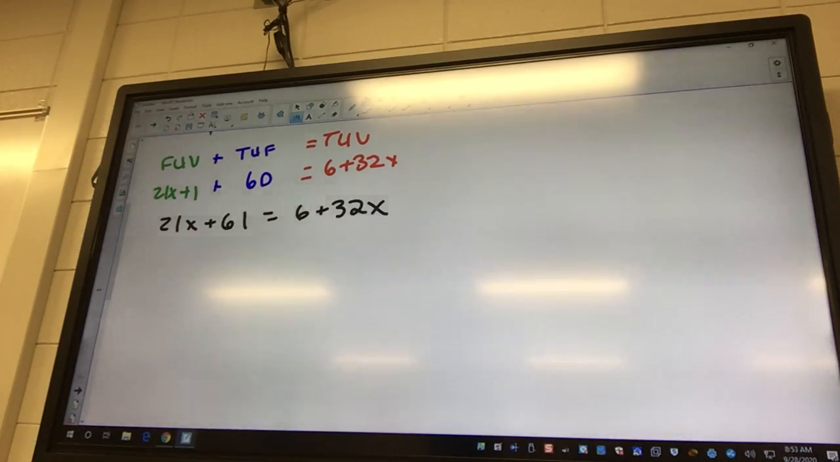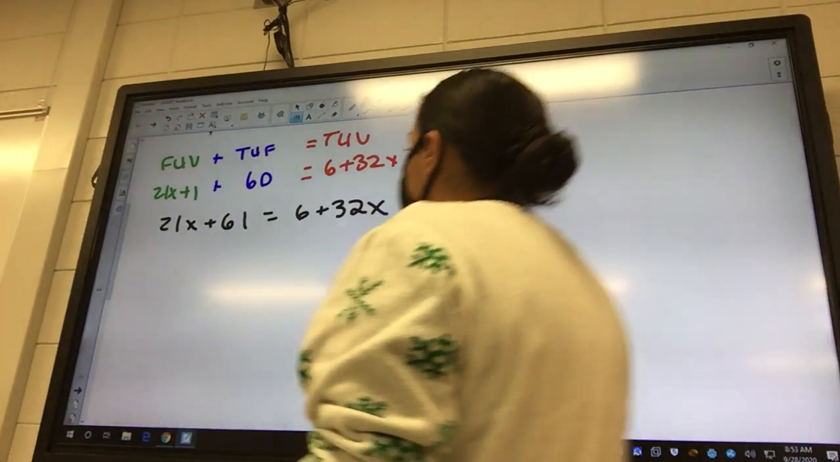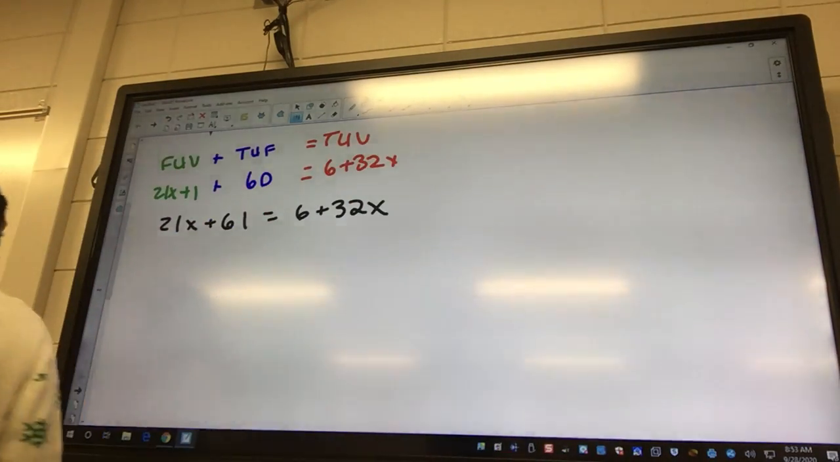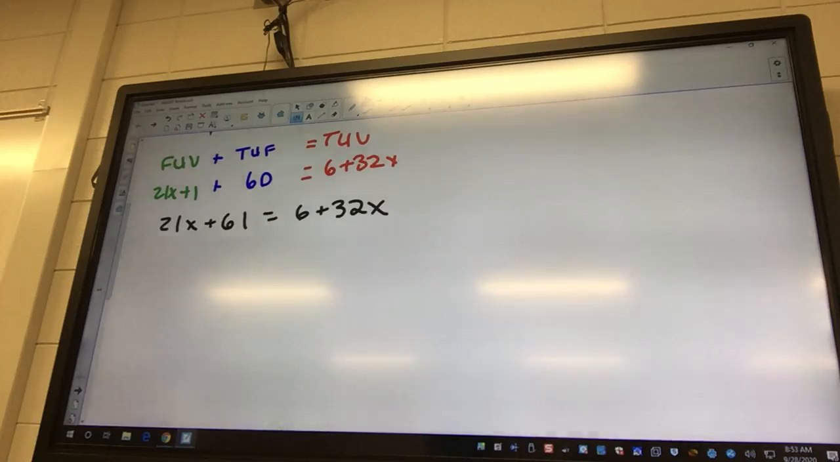Okay, what's our next step? If we were to write these out in steps, what would our next step be? We have to move something. Yep, you have to move the letters to the left and the numbers to the right, okay? So you're always going to move the numbers first.